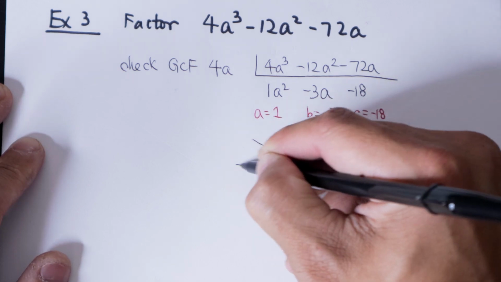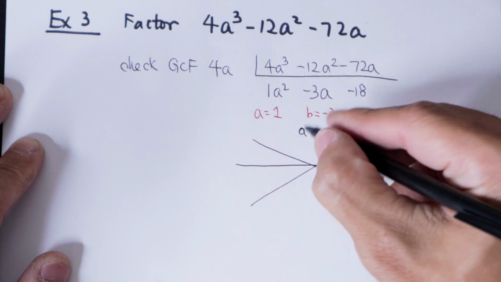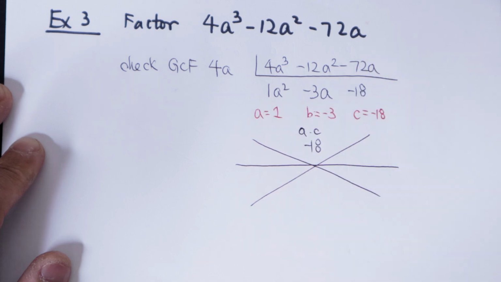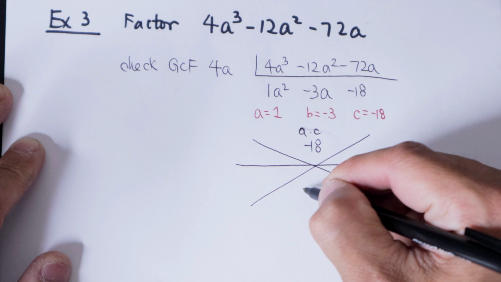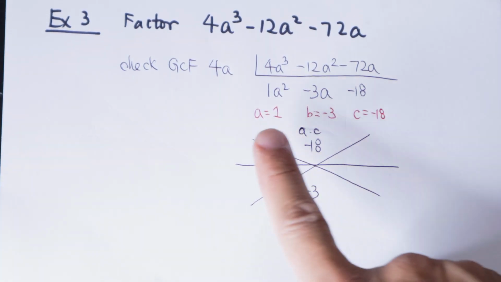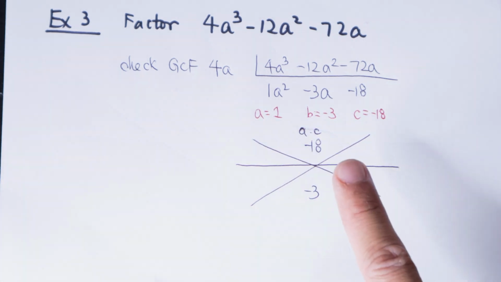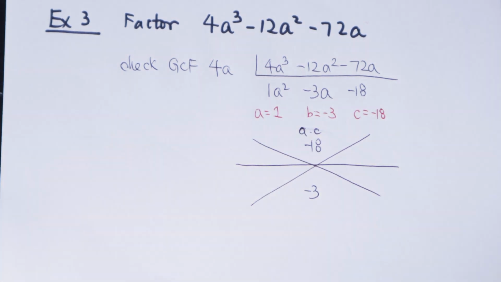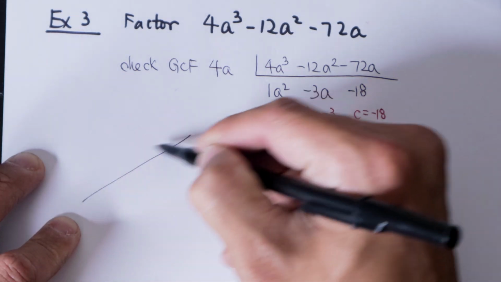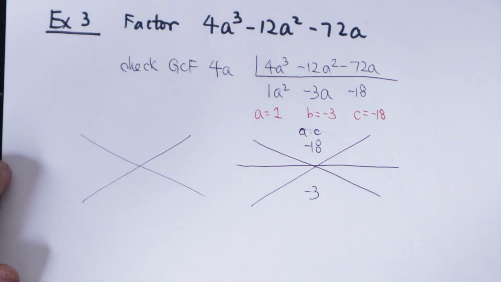So at the bottom, we're going to draw a star. On the top of the star method, you do A times C, which is negative 18. And at the bottom, you put negative 3. Okay. Oh, by the way, I noticed that here A is 1. So if A is 1, I technically don't have to use the star method. I could actually use the X game. But let's say if you did not notice that, we're going to use both methods and see if you still get the same answer.